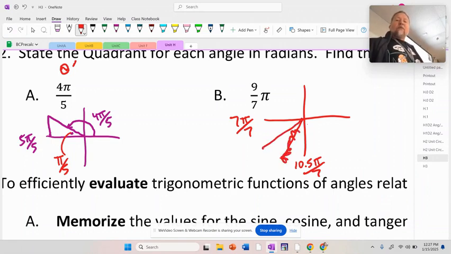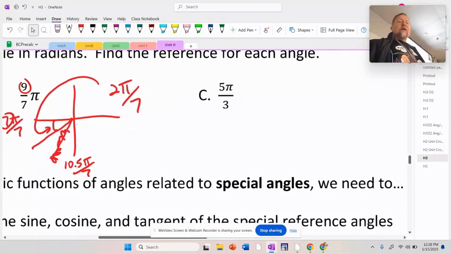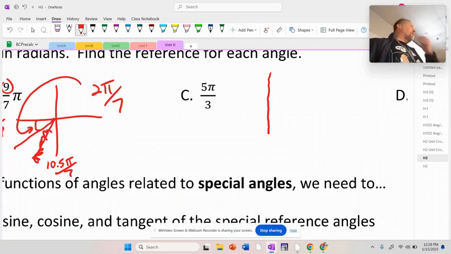Okay. But what's the reference angle? It should be easy. What's the difference between this and this? 2 pi over 7 is the reference angle. Okay, that's the angle right there that we would use SOHCAHTOA on. Okay, and that's what we're just exercising. Okay, then what's this one? This one's easy. What's 5 pi over 3? What's the reference angle? Oh no, 2 pi plus 5 pi is 7 pi over 3. So what is it actually?